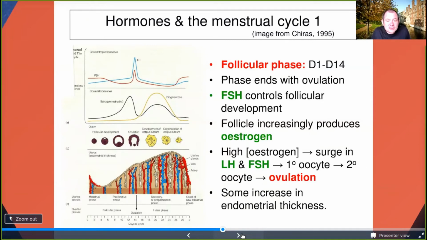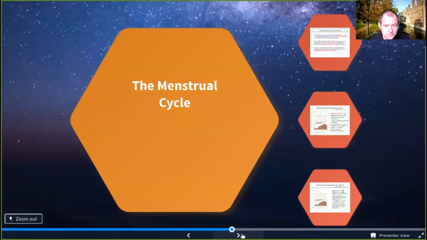Once you reach a certain level of estrogen, this causes a surge in the release by the pituitary gland of luteinizing hormone and follicular stimulating hormone. This causes the follicle to pop and ovulation to occur. During this production of estrogen, there's also a slight thickening of the endometrial lining, the lining of tissue in the uterus, to start preparing for the implantation of an egg.